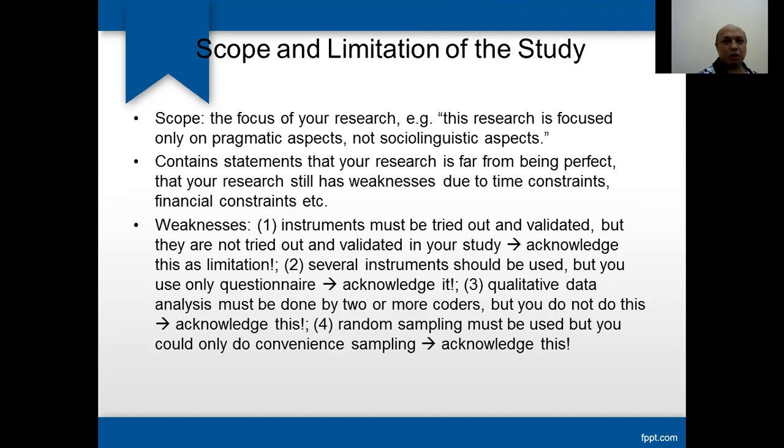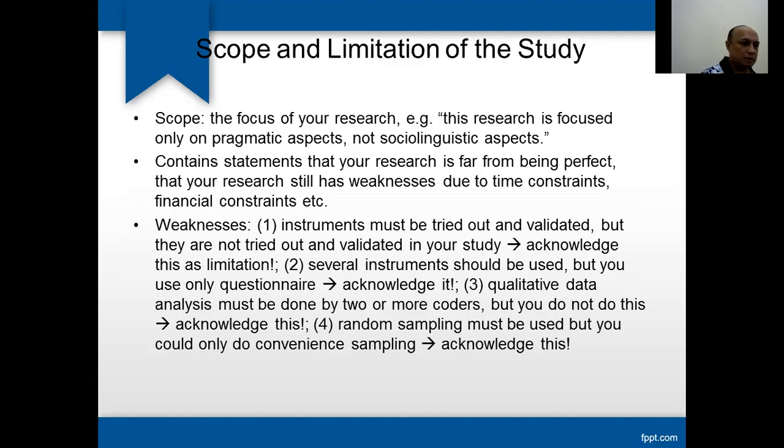But in practice, probably it's very hard to find another one who can do that job. And that is also a weakness. That is also a limitation. So you have to acknowledge that as well. You have to write under the scope and limitation of the study that the data analysis was only done by the researcher instead of employing another operator to do the analysis. Yeah, that is a weakness, that at least you've got the guts, you are willing to admit that as a weakness in your research.